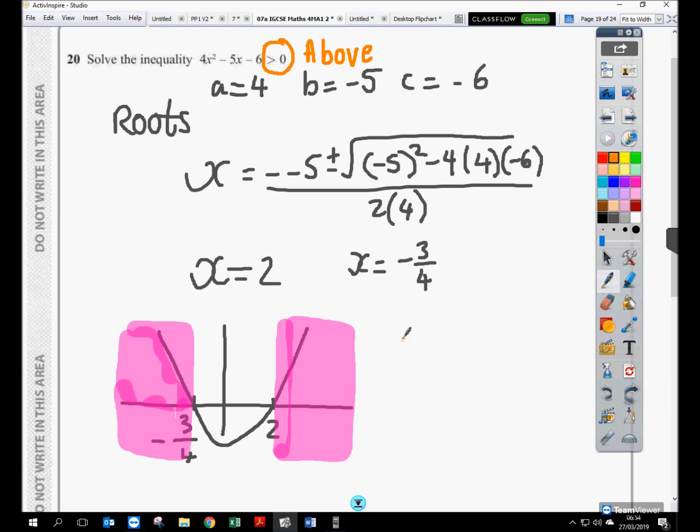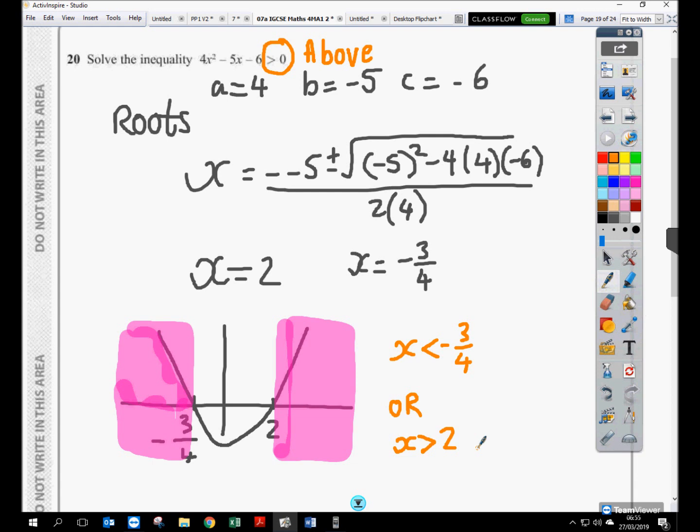So let's write this down. To the left of negative 3/4, that means x is less than negative 3/4. Okay? Or the other one is x is greater than 2. Now it's absolutely fine to leave your answers like this and you will receive full marks for this question.